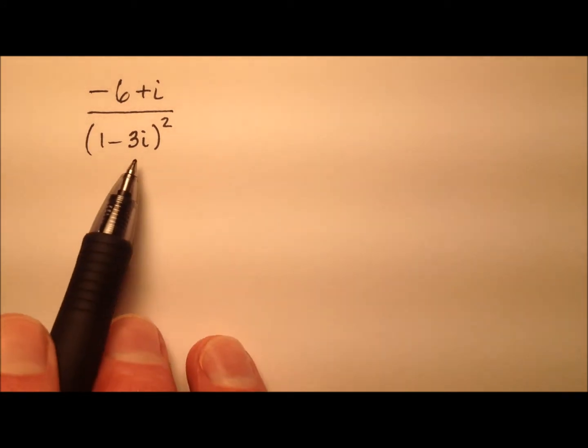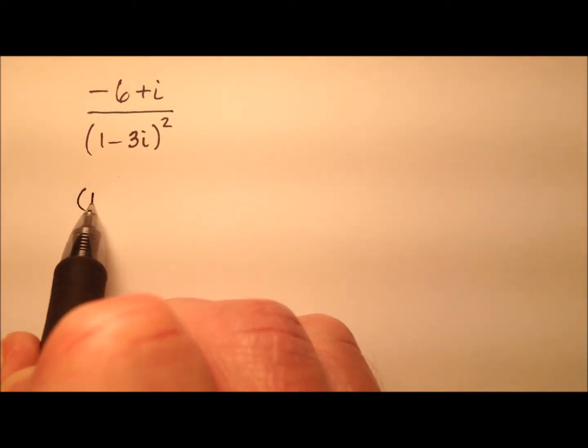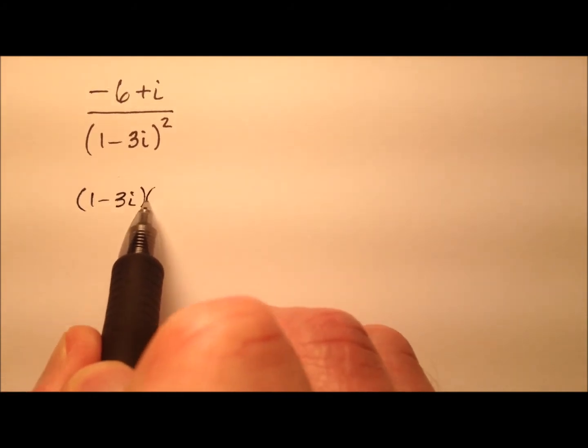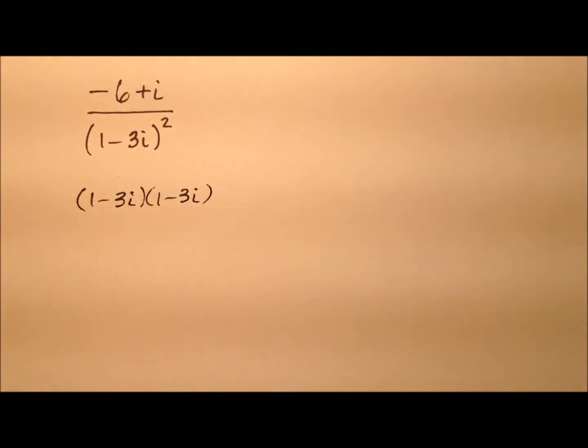In this example, we see that we have the division of two complex numbers. The big difference here is that in the denominator, it's actually the square of a complex number first that we have to figure out. So let's go ahead and do that. Let's square this denominator, and then we can complete our problem.